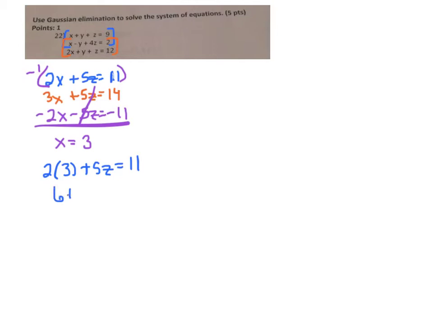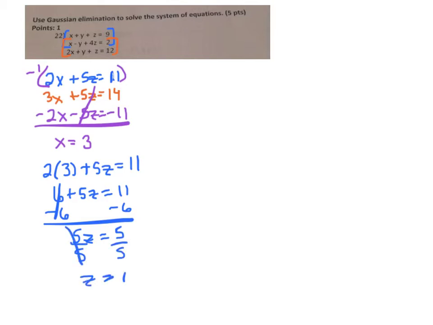So this is 6 plus 5z equals 11. You'd subtract the 6. 5z equals 5. Divide by 5. Z equals 1. And you take all three and plug them into one of our first equations.